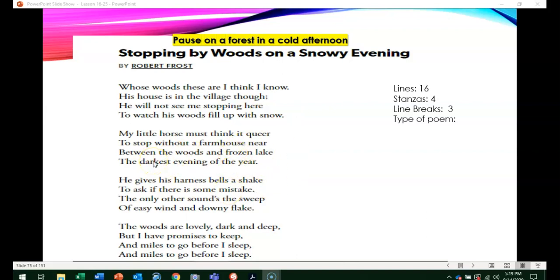Somewhere between maybe fall or maybe even winter. Good. Let's go to stanza 3. He gives his harness bells a shake to ask if there's some mistake. The only other sounds the sweep of easy wind and downy flakes.